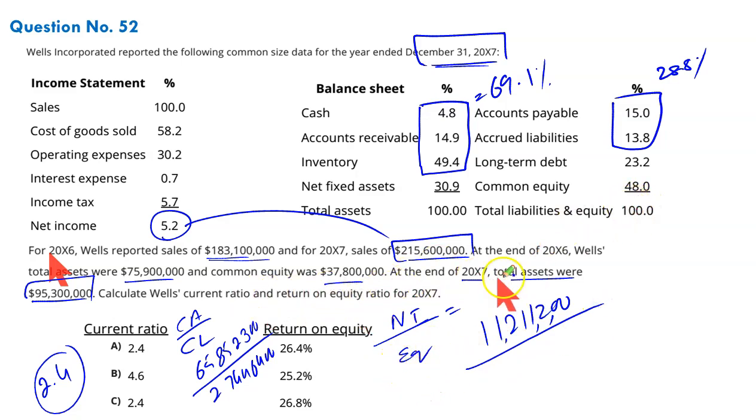We have been given the opening and closing equity, so we must take the average. That was the twist in this question. In 2007, equity was 48% of what? 48% of the total assets, which were 95.3 million. This was the equity in 2007. What was the equity last year?